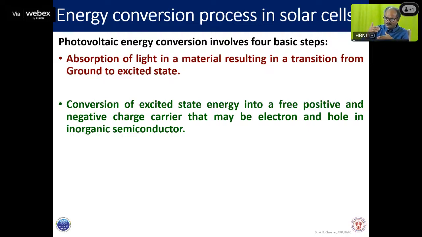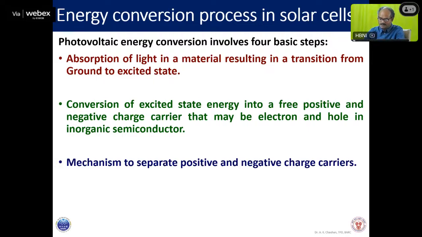Now, when the electron has this excited energy, in the second step the electrons and holes are converted into free positive and negative charge carriers, meaning holes and electrons, in the inorganic semiconductors. When we come to the organic semiconductors, we will see they are almost the same but slightly different, where it is always an exciton.